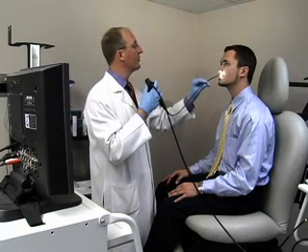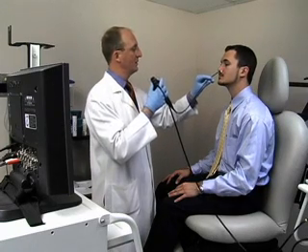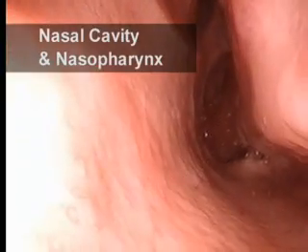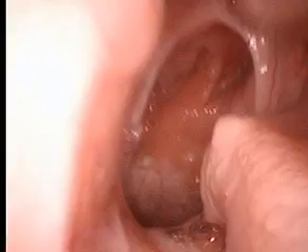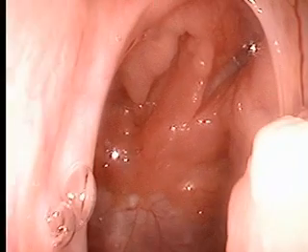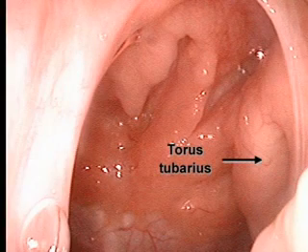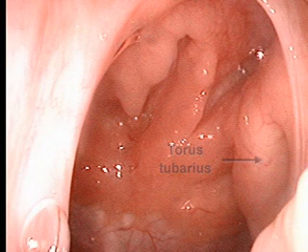Place the tip of the laryngoscope into the nostril, advancing slowly lateral to the septum and medial to the inferior turbinate. Visualize the inferior meatus and follow along the inferior turbinate. Advance the scope into the nasopharynx. Visualize the eustachian tube orifice, or the torus tubarius, at the entrance laterally to the nasopharynx.